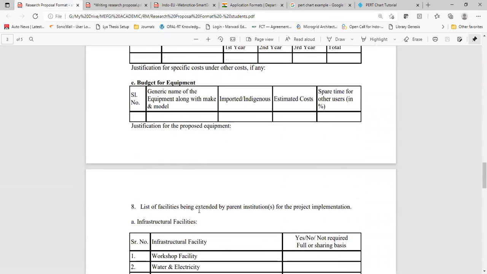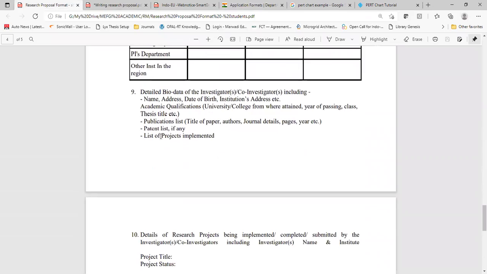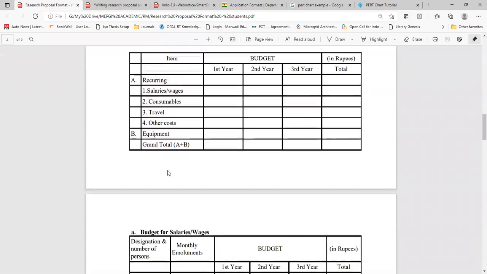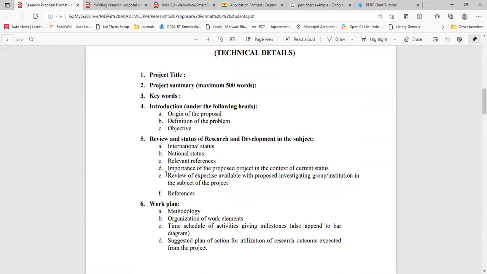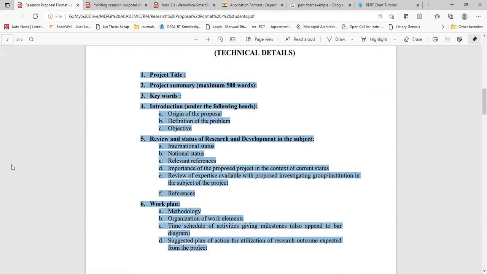In this case, you can mention anything, by the way. Fine. So here you can mention anything, but what you should focus upon is the part number 1 to part number 6. Now, you don't need to write everything in details. You don't need to fill pages.